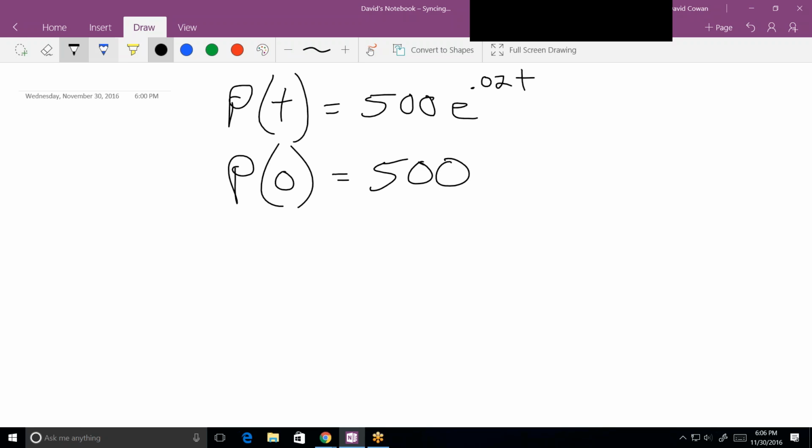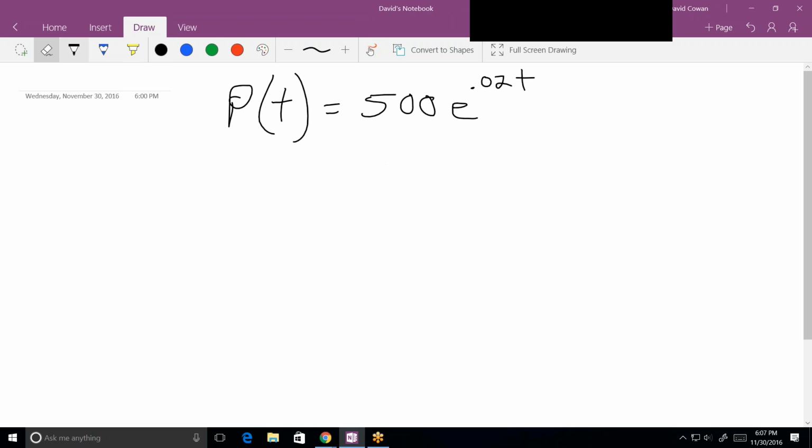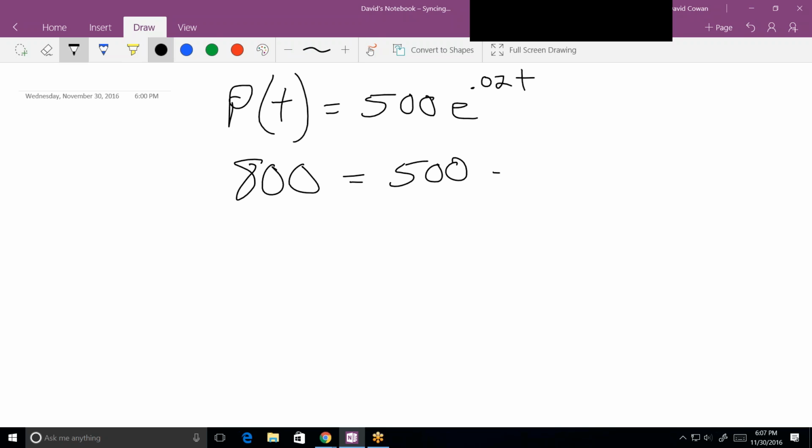The next question: when will the insect population reach 800? How am I going to figure that out? Just set the equation equal to 800. They're saying when does the population, which is P of t, equal 800? So now there's only one variable in this, t. e is a number.